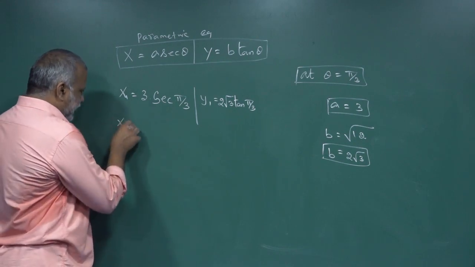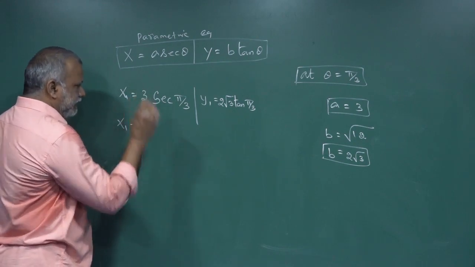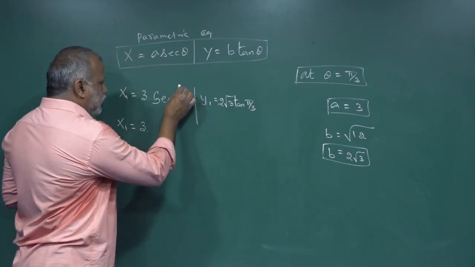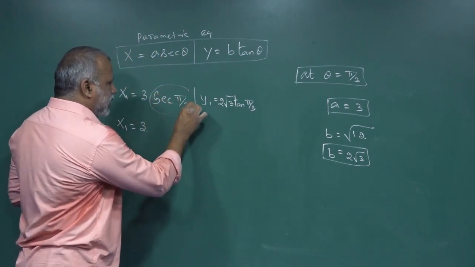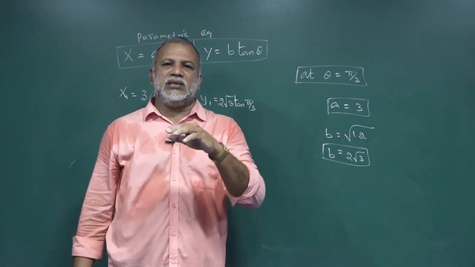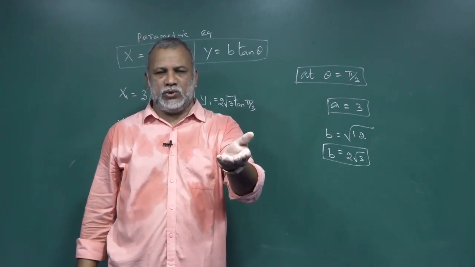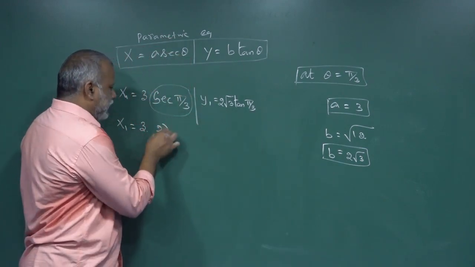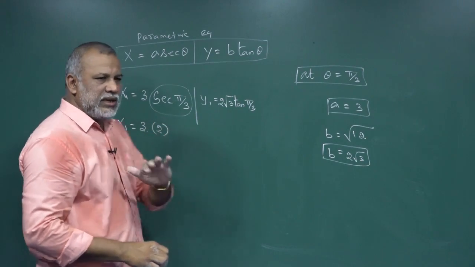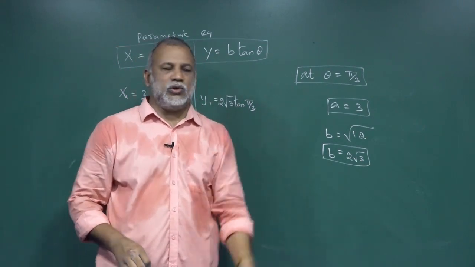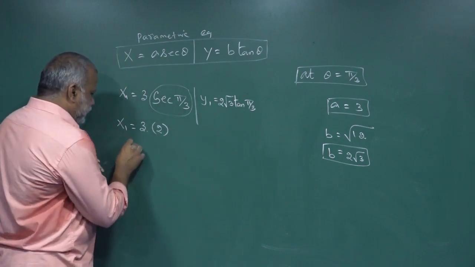Now listen, x1 equal to 3. Again, what is the value of secant pi by 3? From the trigonometric table, you know the value of cos pi by 3. Cos pi by 3 means cos 60. Cos 60 value is 1 by 2. Then secant is the reciprocal, so it will become 2. So secant pi by 3 is the reciprocal of cos 60, 1 by 2. Take the reciprocal, we can get 2. So x1 equal to 6.